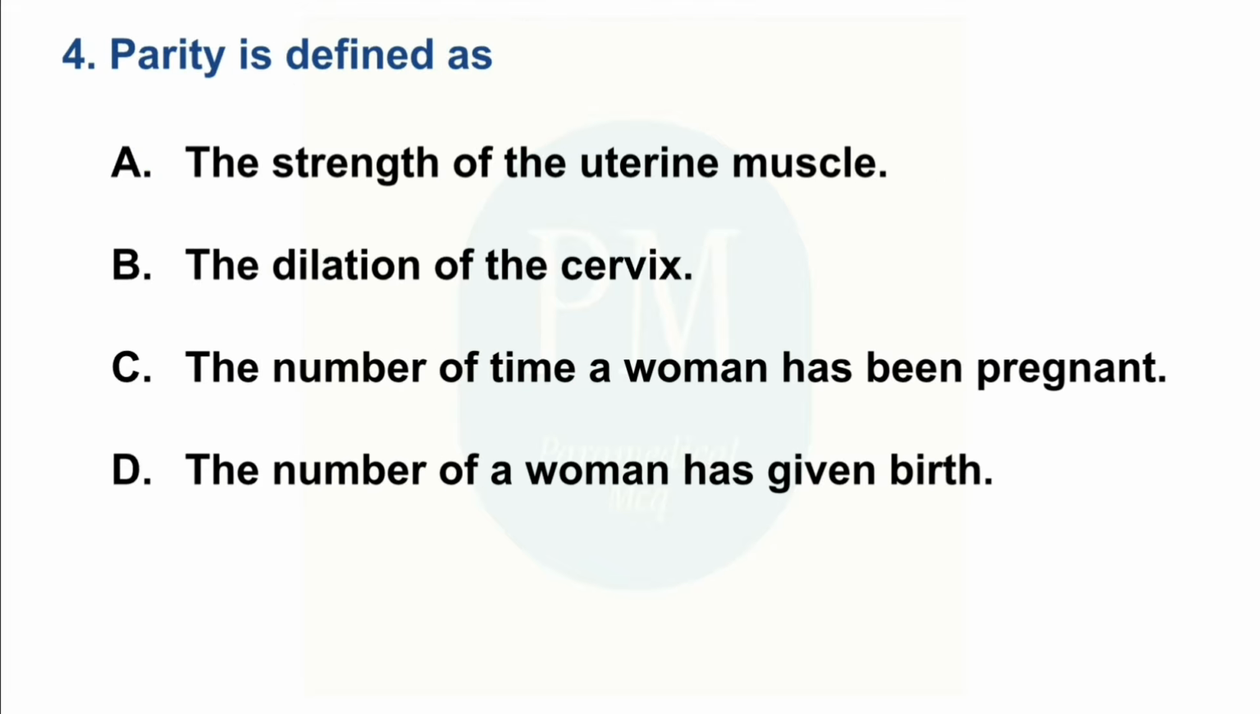Parity is defined as option A, the strength of the uterine muscle. Option B, the dilation of the cervix. Option C, the number of times a woman has been pregnant. Option D, the number of times a woman has given birth. The correct option is option D, the number of times a woman has given birth.